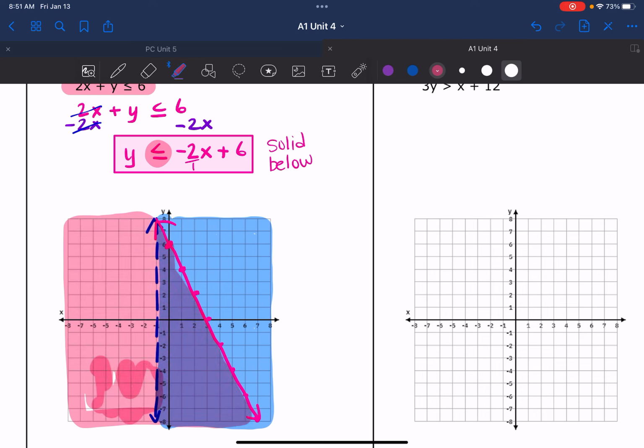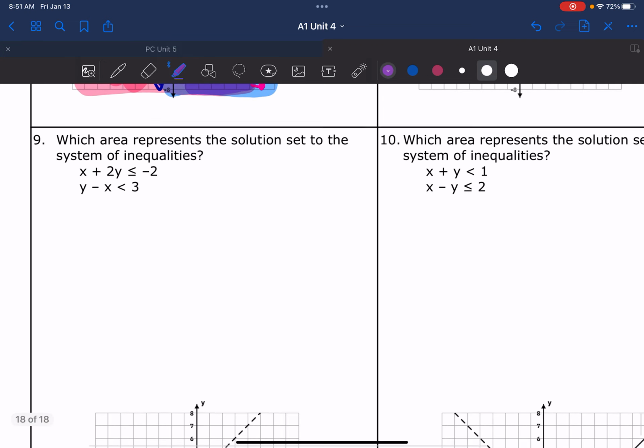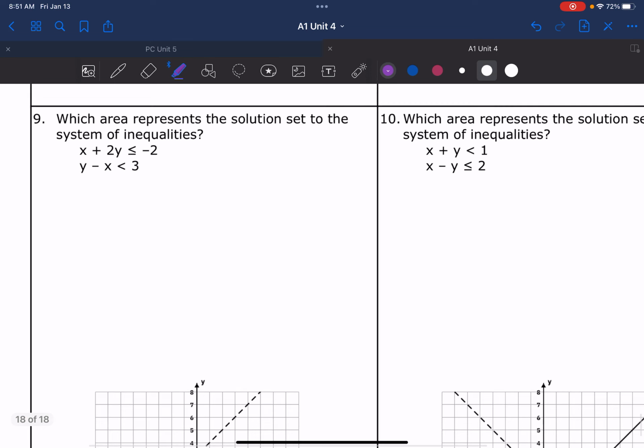Okay, so our solution set is this triangle shape where it got double shaded by both of our inequalities. I'm going to shade it in a little bit darker, but that is our solution set. Okay, and then our last example that we're going to go over today is which area represents the solution set to the system of inequalities.